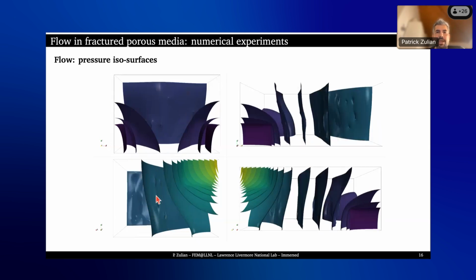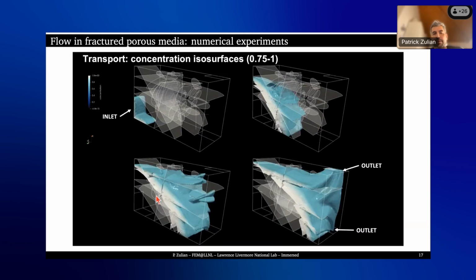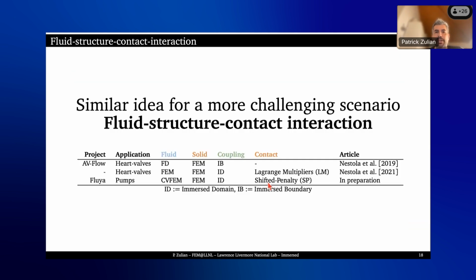And once we have solved for the pressure, then we can solve some transport problem, and we can have some concentration going through the fracture network and the porous media. So since we are moving towards something that looks more like a fluid, we can take the same idea and apply it to a bit more challenging scenario, which is fluid structure interaction. In some cases, also with contact.